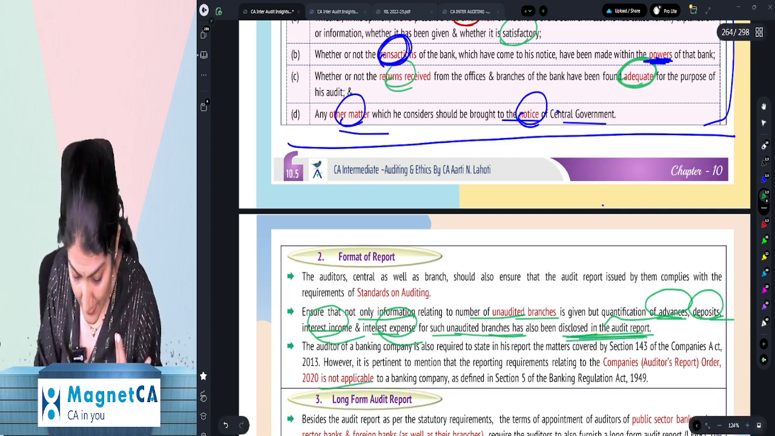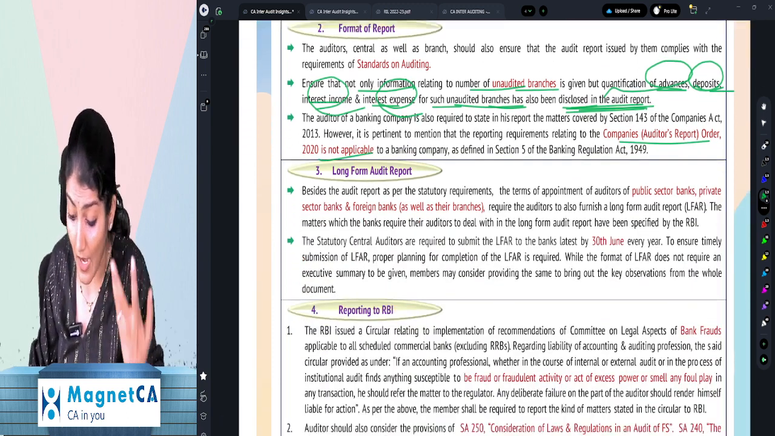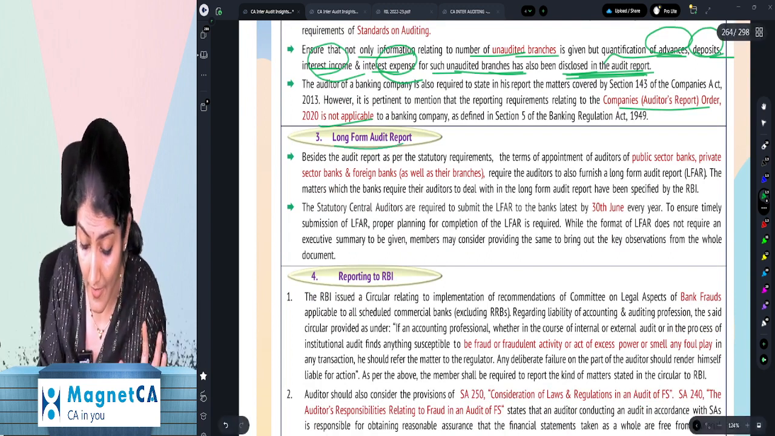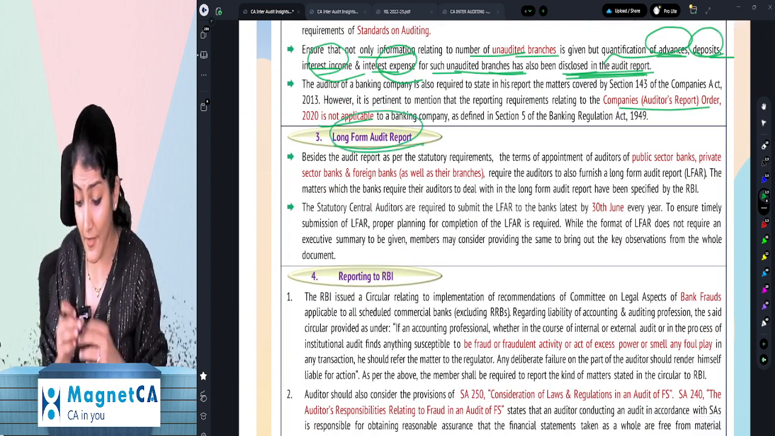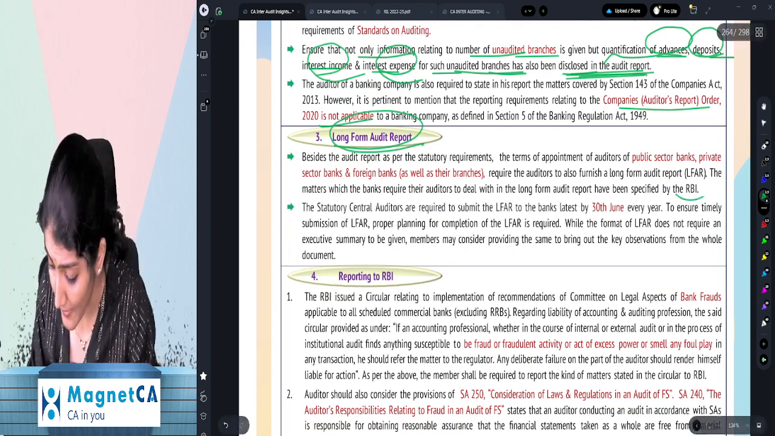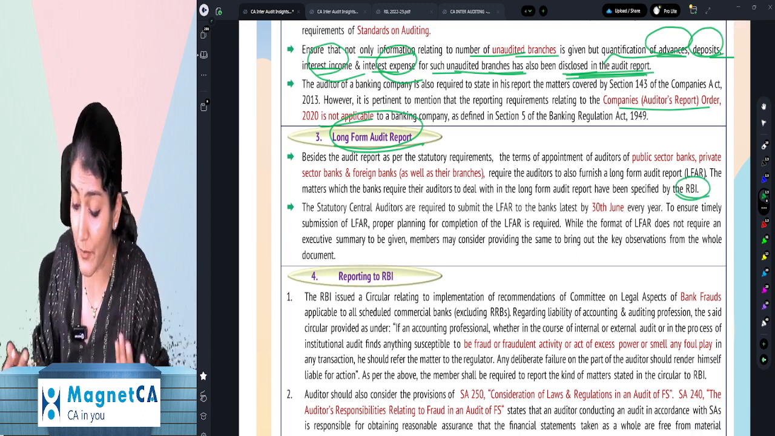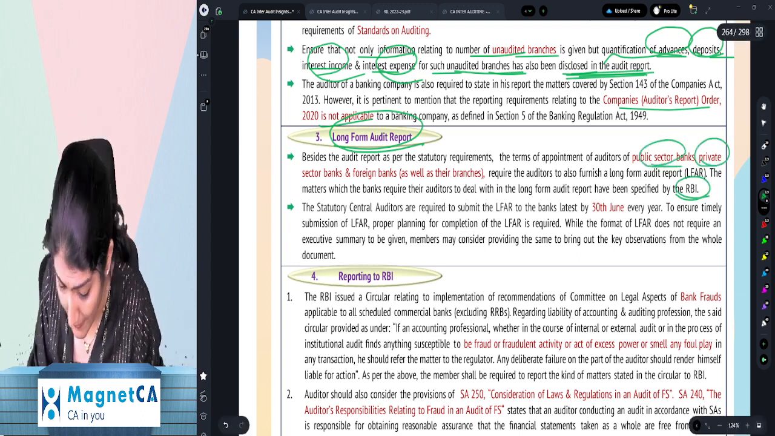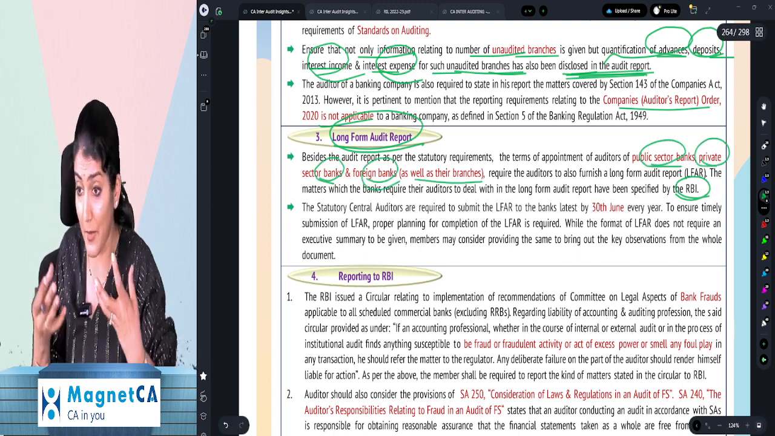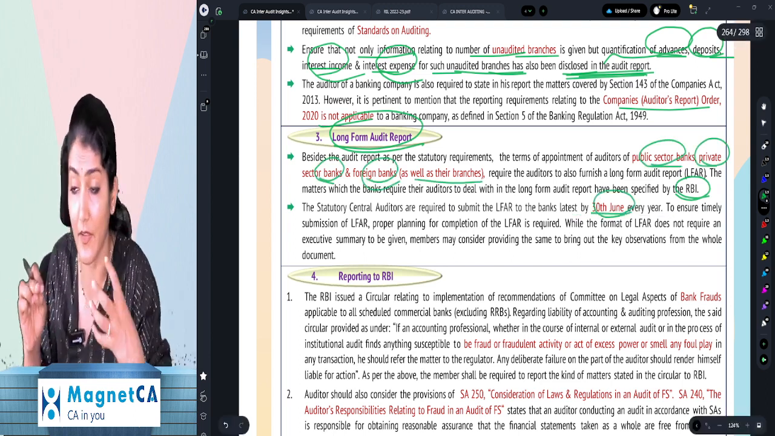And is CARO applicable to banking company? No, CARO is not applicable. So as CARO is not applicable to banking company, then what is applicable to banking company? LFAR, the long form of the audit report. Who has given the contents of the LFAR? The RBI. Which auditors of which bank need to report on LFAR? Public sector bank, private sector bank, foreign bank, as well as their branches. And by what date is this LFAR report to be submitted? By 30th June every year.